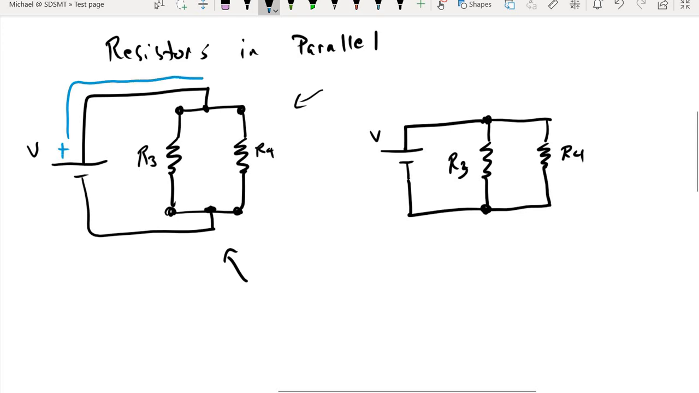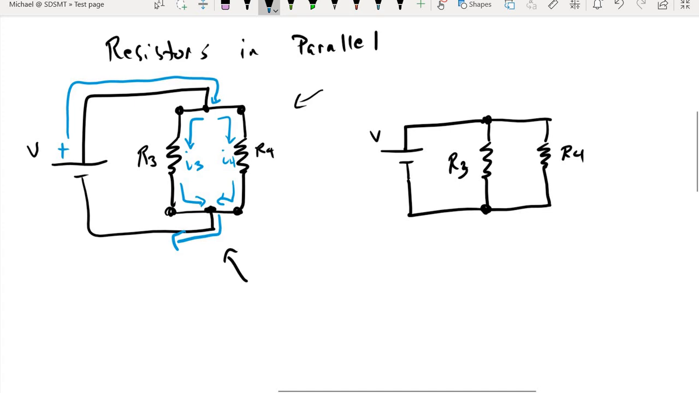So our current's going to come up, and then it's going to hit this intersection, and some of the current will go through resistor 3, some of the current will go through resistor 4. And then those current values will come back together at this bottom intersection and continue back to the battery.